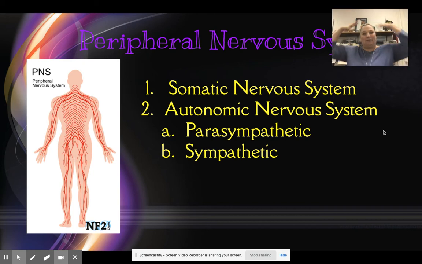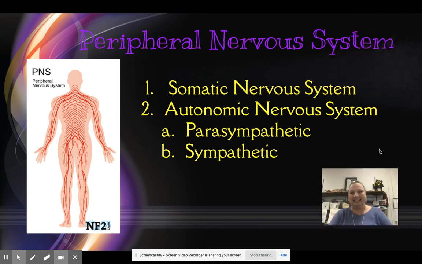Now, within the periphery, those outer neurons, you have some different kinds. We have the somatic nervous system, and we have the autonomic nervous system. And within the autonomic nervous system, we have parasympathetic and sympathetic. So don't freak out. We're going to talk about each of these on their own here. So let's go on to the next slide.